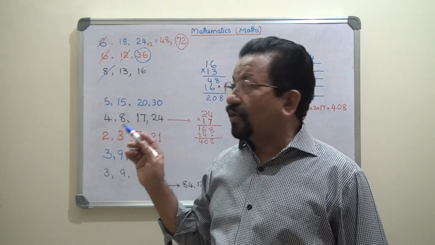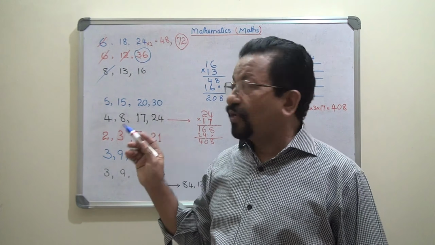Come to the other example. 4, 8, 17 and 24. 24 is the largest number. 4 is a factor of 24. 8 is a factor of 24. But 17 is not a factor of 24. As I told you, this is a prime number. If a prime number is coming, you multiply that prime number and the biggest number, that is 24 into 17, and you get 408.